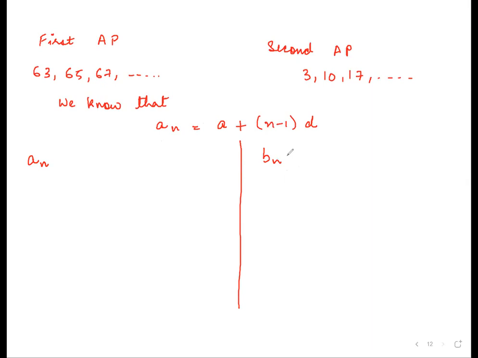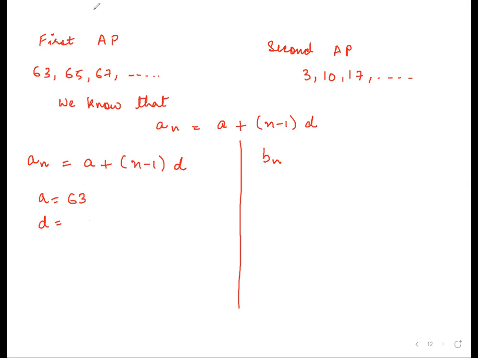So let me write this: a plus n minus 1 into d. Now what is a here? A is 63. How much is d here? Common difference. How do I calculate common difference, Rida? I subtract two terms. Difference, you know?